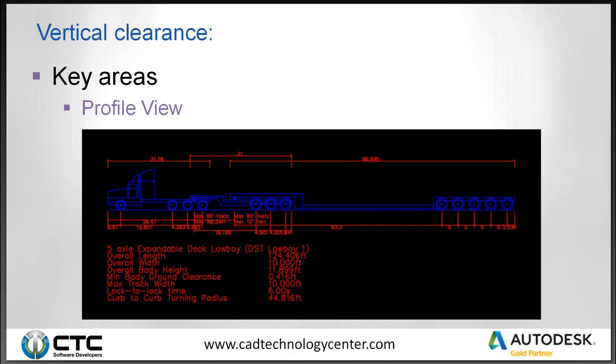Vertical clearance. The first thing on a vertical clearance is you've got to look at possibly the profile view of your vehicle. I did a little low bed vehicle here, and I see the overall body height, 12 feet tall, but the minimum body ground clearance is 4,200. So pretty short. It's about 5 inches off the ground. So if you're doing a vertical clearance, you've got to know what the minimum clearance is.